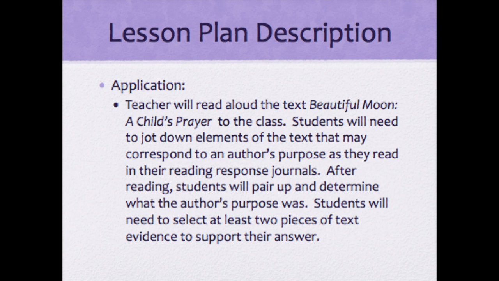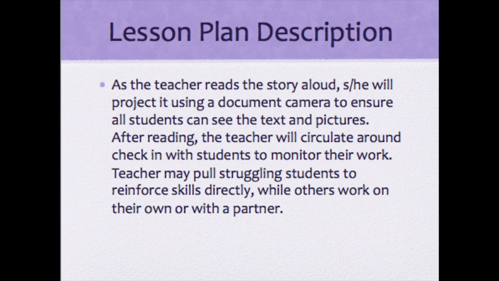Finally, the teacher will read Beautiful Moon, A Child's Prayer by Tanya Bolden. Students will need to jot down the elements of the text that they see and what corresponding author's purpose they feel is appropriate. Afterwards, they'll pair up to figure out what it actually was, they'll share out with each other, and they'll need to find two pieces of evidence to support their answer. As the teacher reads, it's very helpful to use a document camera to project the images. It's very helpful for students' comprehension if they can see what's going on.